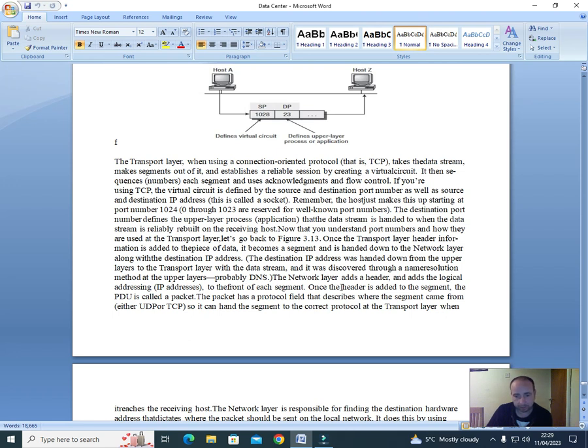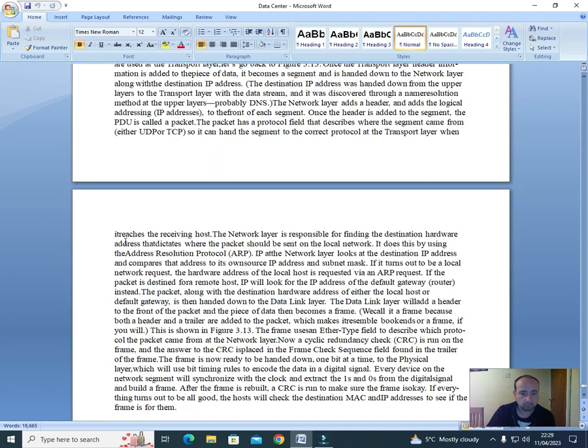The network layer adds a header and adds a logical addressing IP address to the front of each segment. Once the header is added to the segment, the PDU is called a packet. The packet has a protocol field that describes where the segment came from, either UDP or TCP, so we can hand this segment to the correct protocol at the transport layer when it reaches the receiving host.